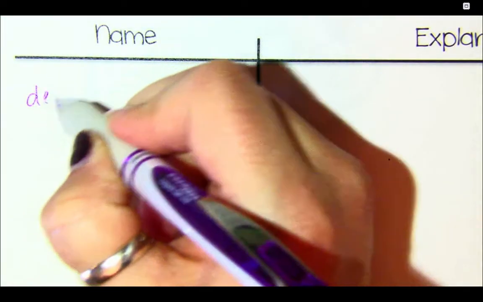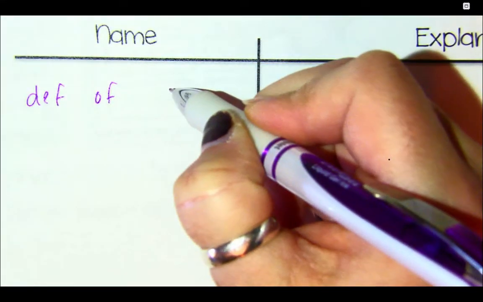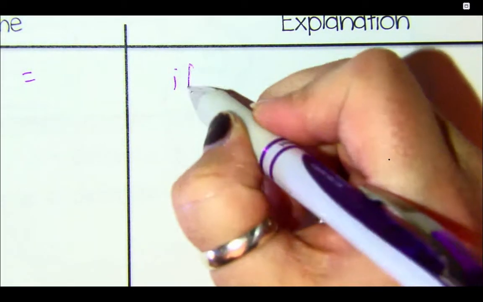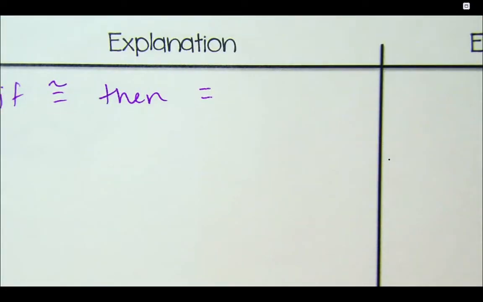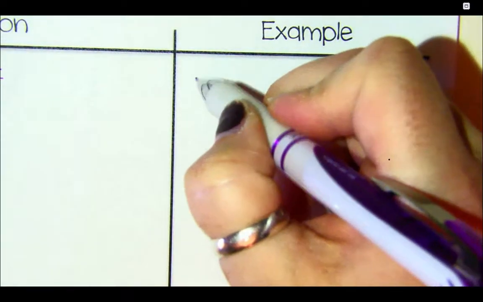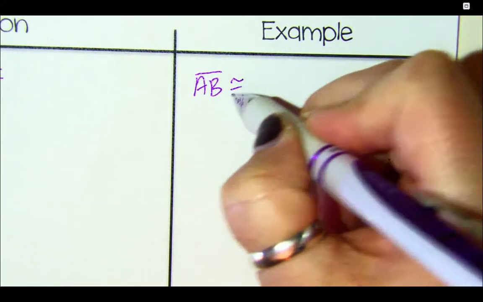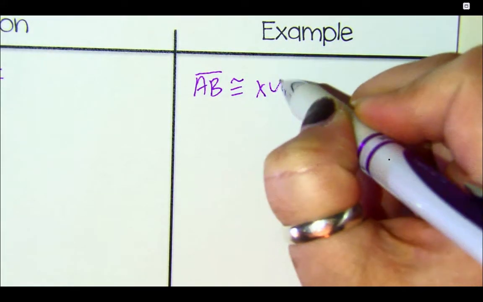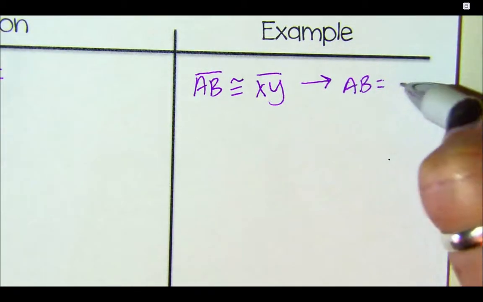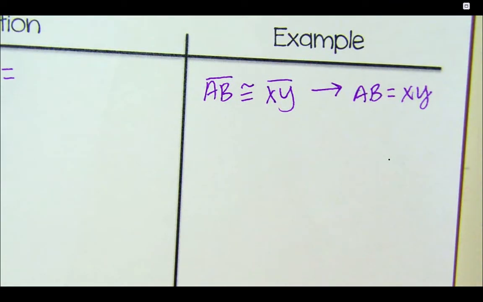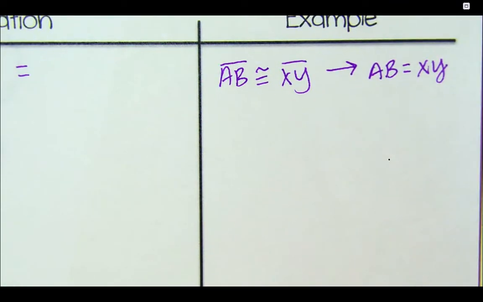Okay, the first thing we're adding to our chart today is changing from equal sign to congruent. I'm going to put that in the chart. First one, definition of equal. The explanation is if it's already congruent, then you can change it to an equal sign. An example of this would be if segment AB was congruent to segment XY, then you could change it to they equal each other. And you'll understand why we have to do this when we do our first proof.